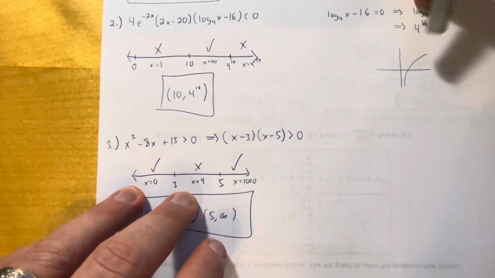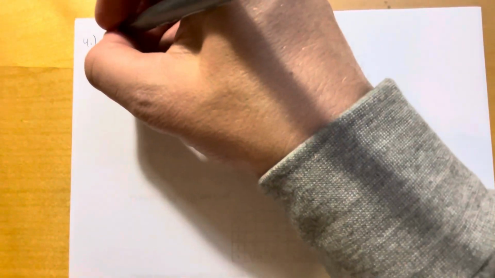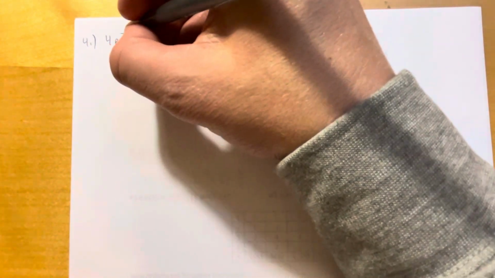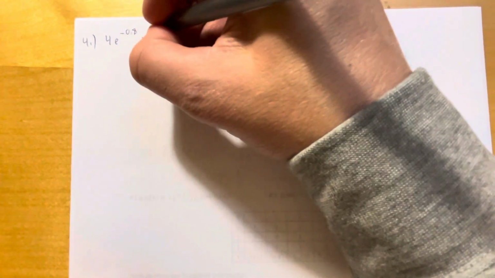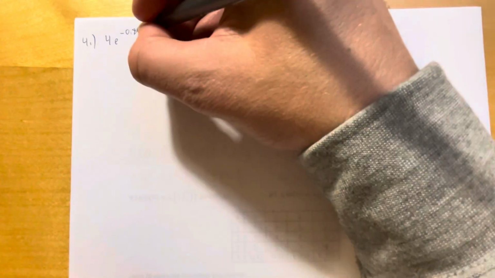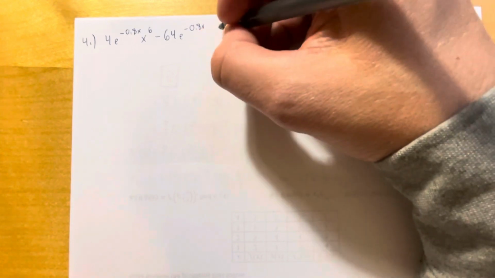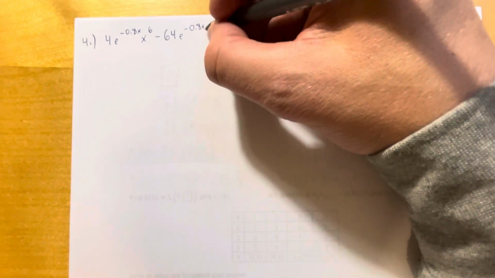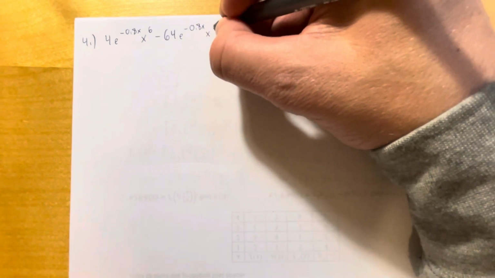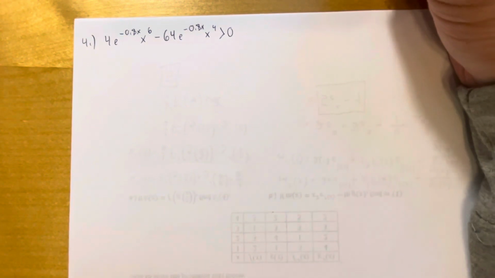Let's do one more example. We'll jump to a more complicated one. And then I think we have enough here. Let's do this: 4 x to the 6th times e to the negative 0.8x, minus 64 x to the 4th times e to the negative 0.8x. That's what it is. And we'll make this one positive as well, so greater than 0.